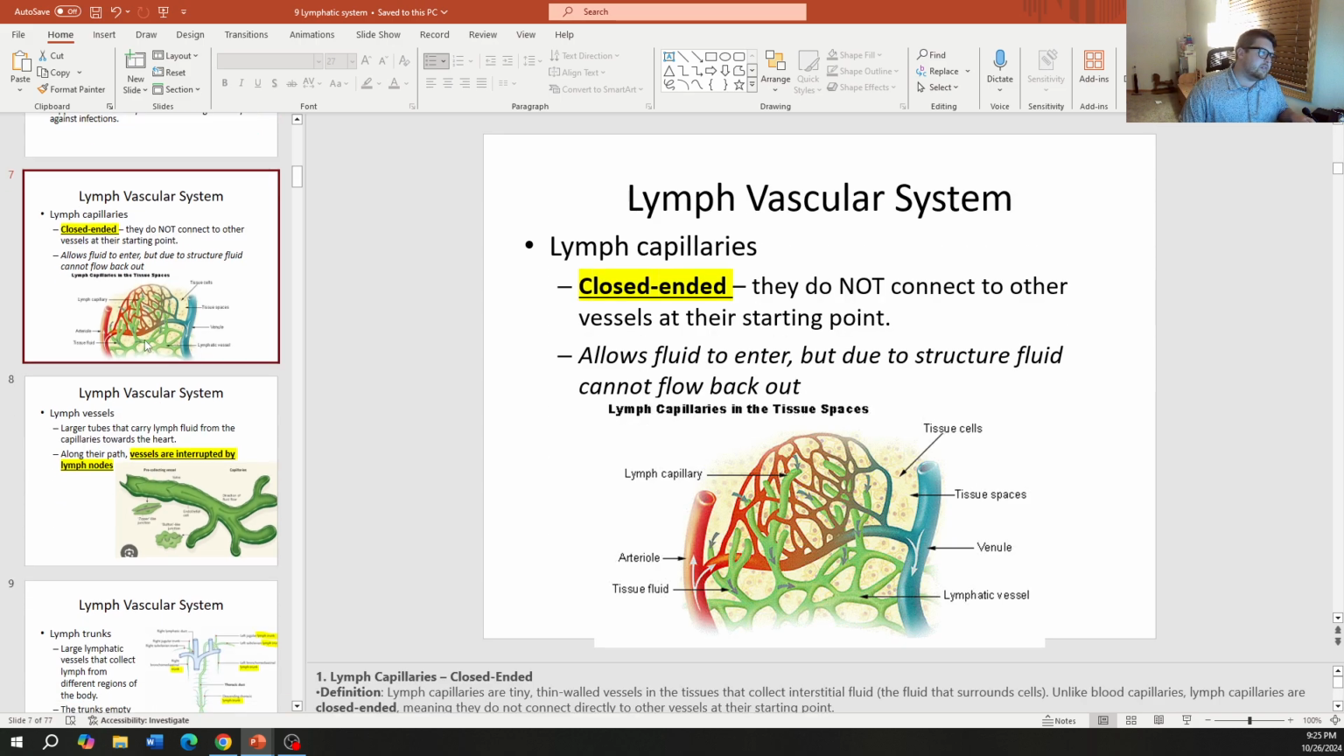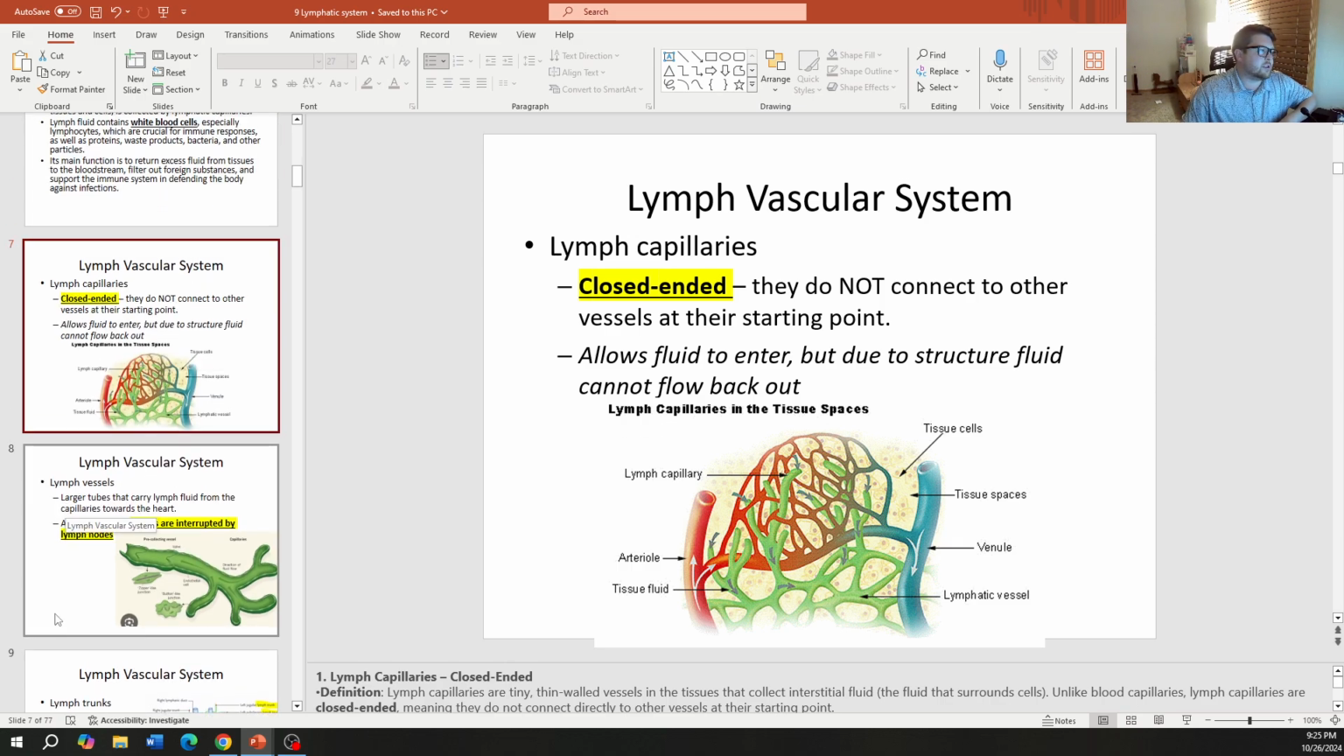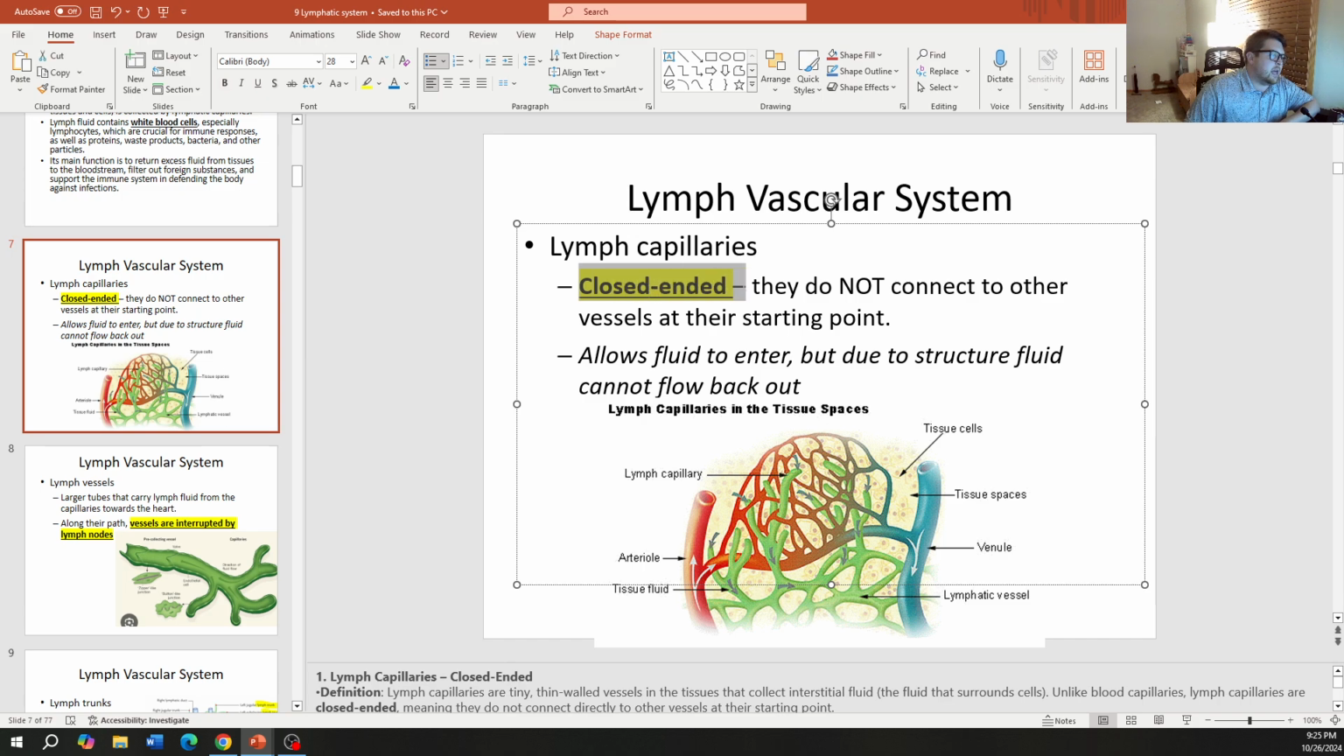So talking about lymph capillaries, a term that I really want you guys to know is closed-ended. What this means is, unlike the circulatory system, where it goes from the arterial side through the venous side and back, and it's a full circle, the lymph capillaries don't connect to any other system. They have dead ends in the tissue, which allows the fluid to come in, and the fluid is only strictly flowing in one direction, and it can't go back at all.